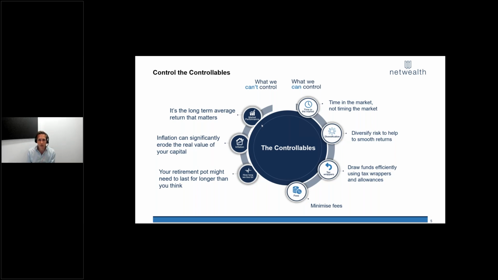The things that we can control and that we really focus our business on is making sure that if we are going to invest, that we're not trying to market time. We want to have time in the market, not timing the market. We know that it's extremely difficult to go in and out of markets and get that right consistently. So what we want to give you is efficient market exposure over time that will help you achieve your goals.